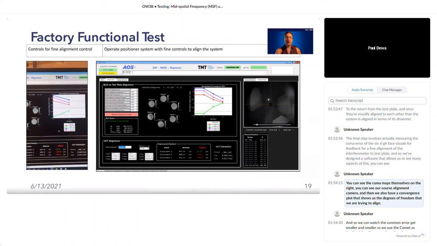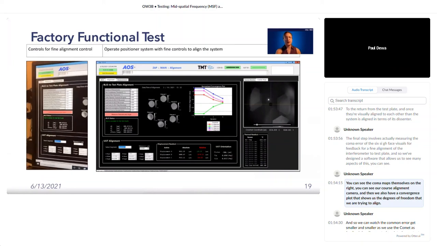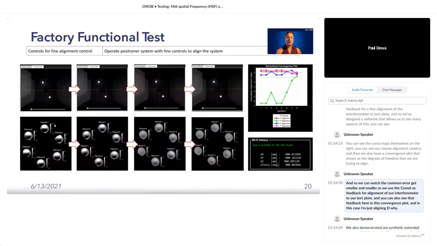And then we also have a convergence plot that shows us the degrees of freedom that we are trying to align. And so we can watch the coma error get smaller and smaller as we use the coma as feedback for alignment of our interferometer to our test plate. And you can also see that feedback here in this convergence plot. And in this case, I'm just aligning dy.